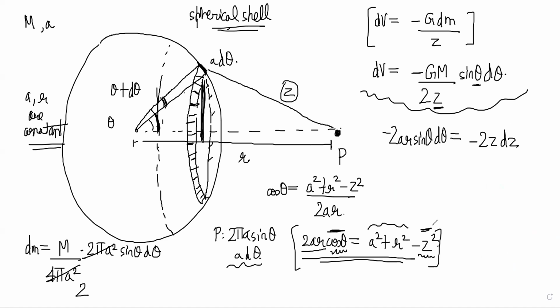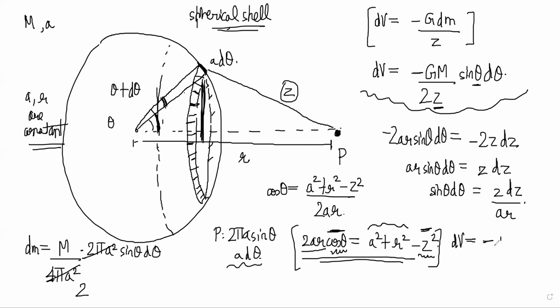The only variables are this and this. So you get ar sine theta d theta is equal to z dz. Basically, we are getting an expression for sine theta d theta in terms of z dz. And that removes one problem that we had, two variables here. So now we'll have one variable.